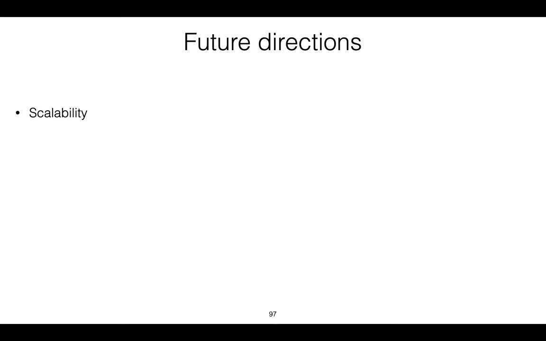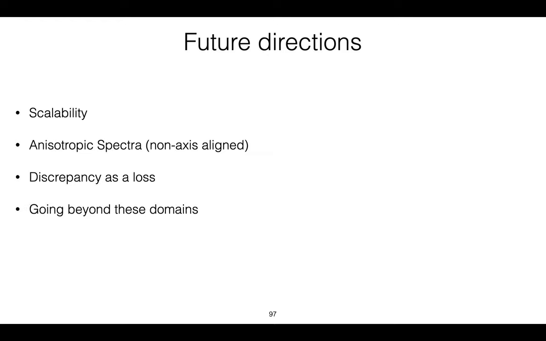There are many places where this work needs a lot of improvement. For example, scalability is an issue right now. We hope that in the future we would be able to make it scalable. How to deal with anisotropic spectra is also an important concern here. For some applications, it would be nice to develop non-axis-aligned power spectra, which can be trained and then used in rendering directly. Another aspect would be how we can use discrepancy. We published a technical report a couple of years ago where we talked about that, but it didn't work out very well. And one other application would be how we can go beyond these domains, for example on manifolds, to do this training.